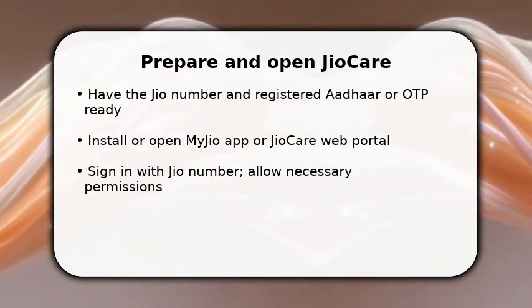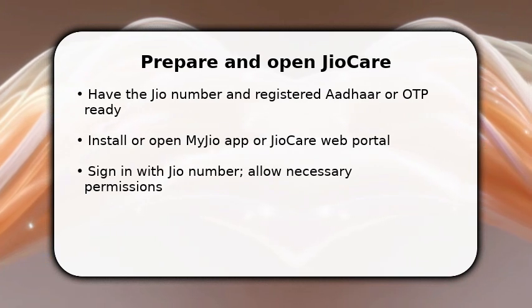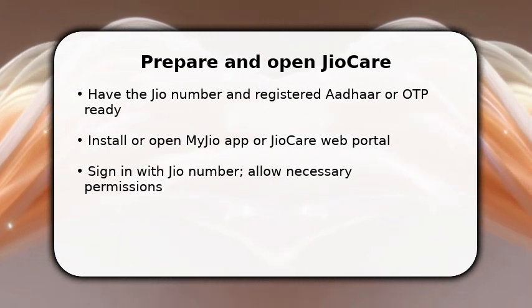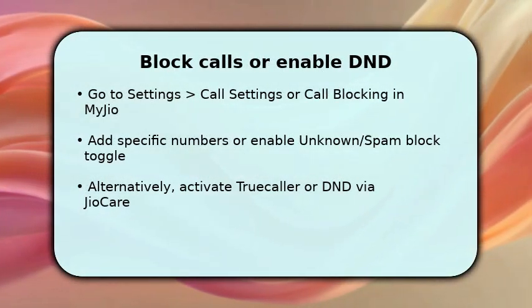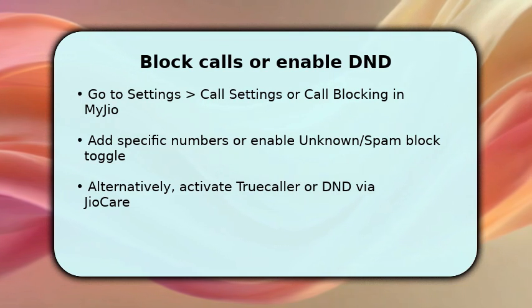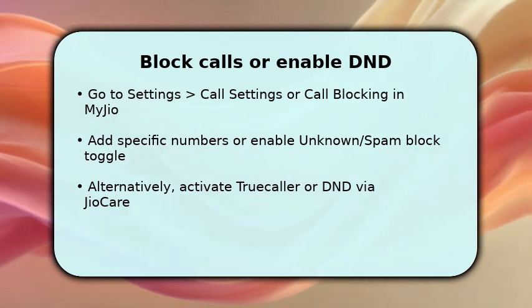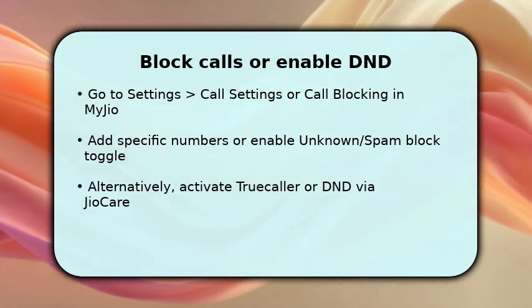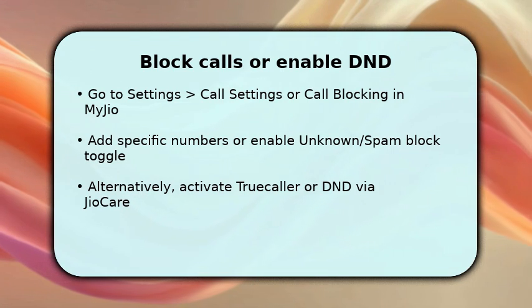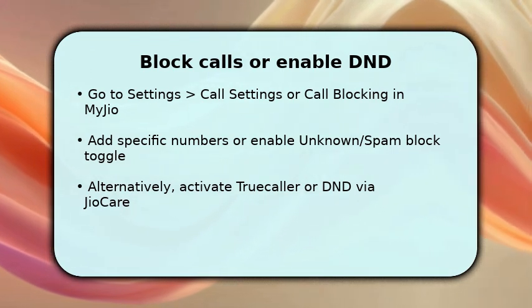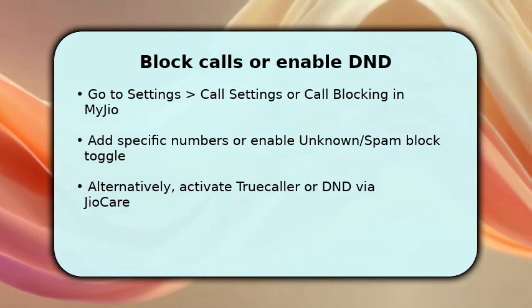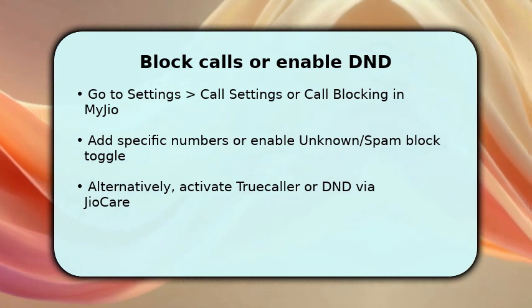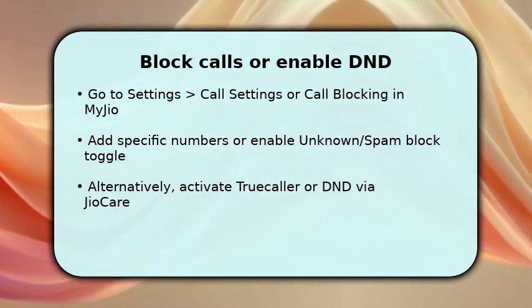Now navigate to call settings or call blocking inside My Geo. This is where you control incoming calls. Add specific numbers to the block list by typing or pasting them, or enable the toggle to block unknown and suspected spam callers. If you prefer carrier-level controls, choose Do Not Disturb or request Geo's DND/spam protection through GeoCare. This stops categories of marketing calls. Make sure to save changes.